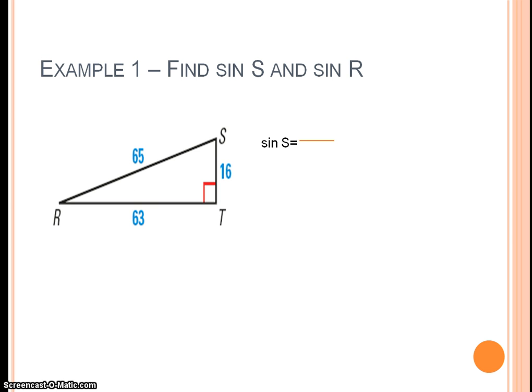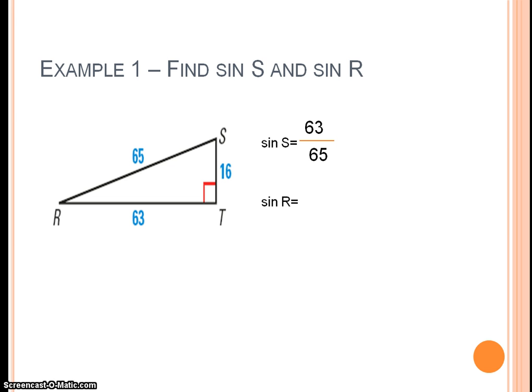So just to give you an example with this, to find the sine of, say, this angle S here, I'm going to identify those key pieces. Well, the first piece would be opposite, so the value here, 63, would go on top, and it's over the hypotenuse of that triangle. In this problem here, it's the 65.